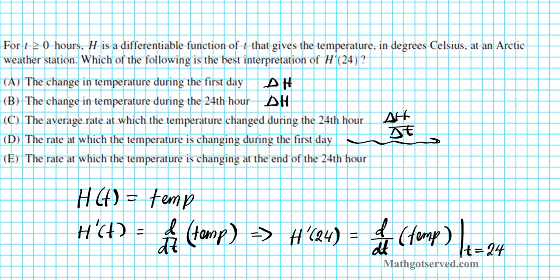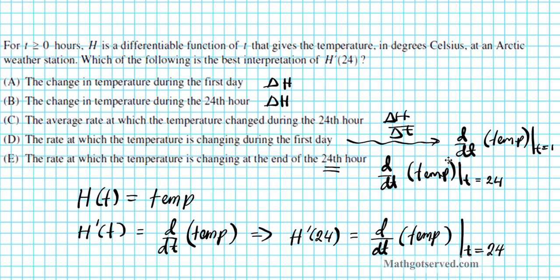For this one, this is the instantaneous rate of change of the temperature when t is equal to 1. Okay? It's close, but that's not what we're looking for. The rate at which the temperature is changing at the end of the 24th hour, that's what we're looking for. Okay? So dh/dt is the rate at which the temperature is changing, and then we fix it at the 24th hour, t is equal to 24. That's the correct answer. Okay? So you have to have the rate of change at a particular time. That's the instantaneous rate of change, or the derivative. All right?